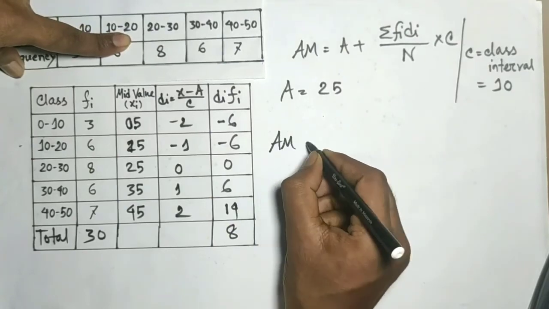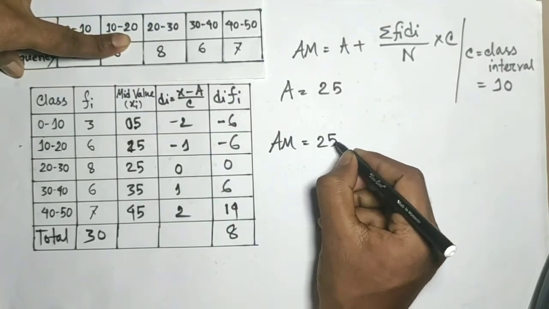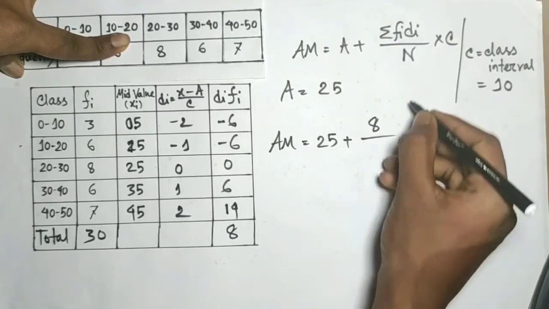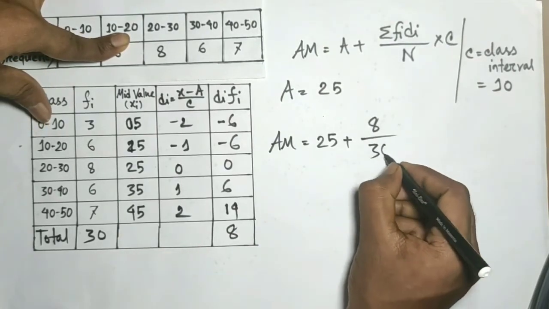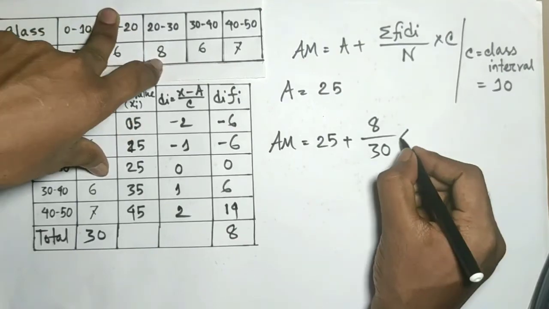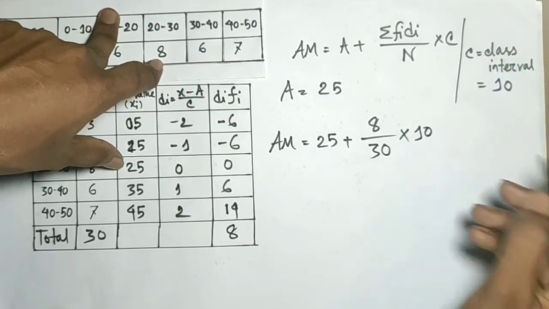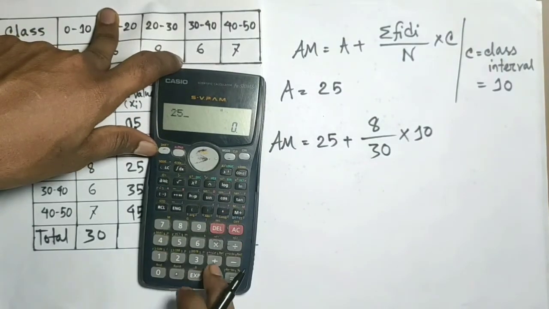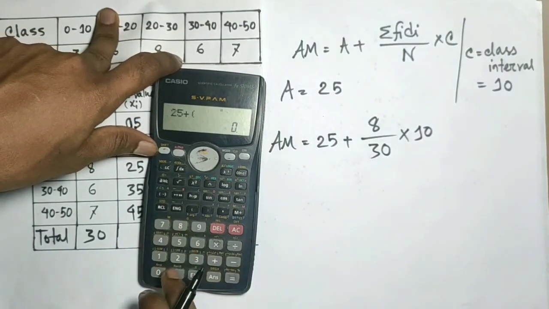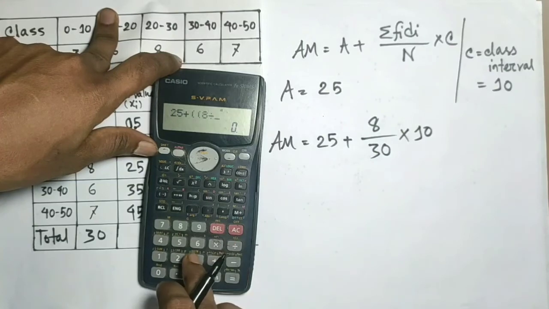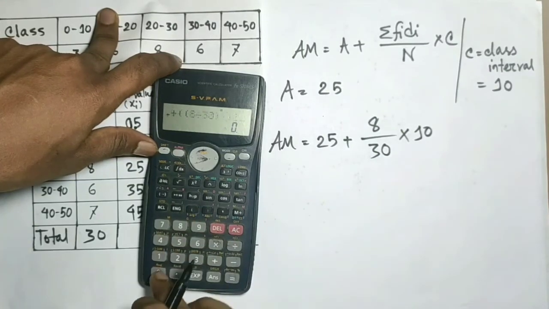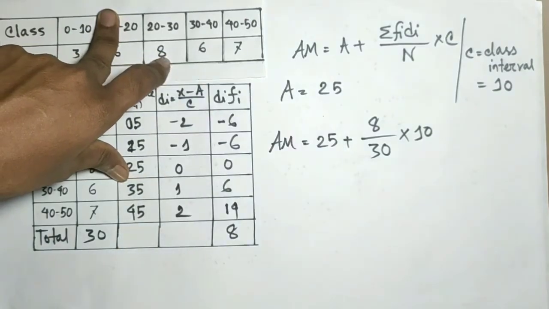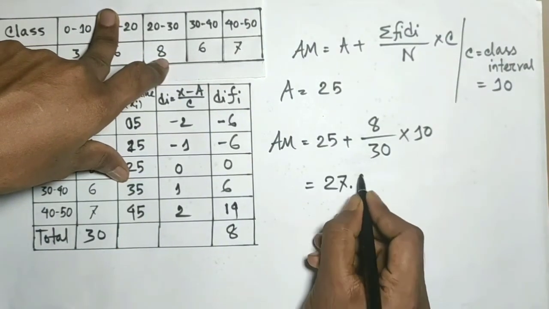So here the arithmetic mean is equal to a, that is 25, plus summation of fi di, we got it as 8, and the total frequency is 30, into the class interval, that is 10. So we are using a calculator to solve this problem. That is 25 plus 8 divided by 30 into 10, and the result will be 27.66.